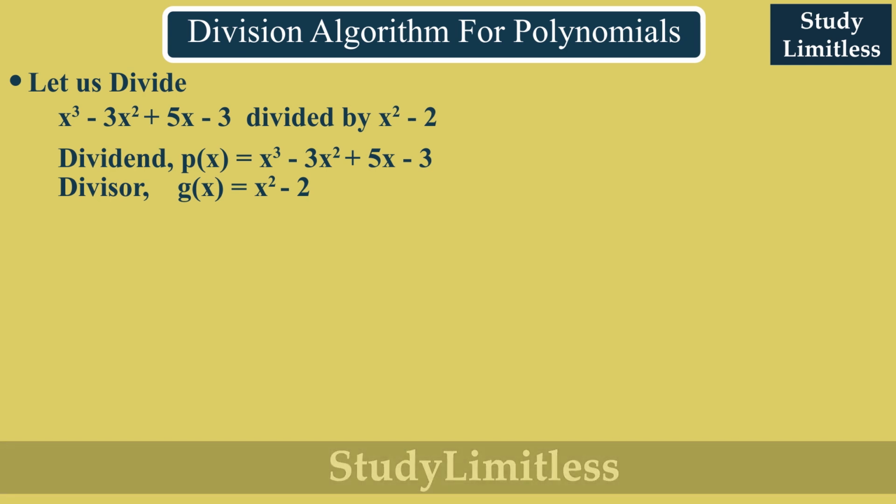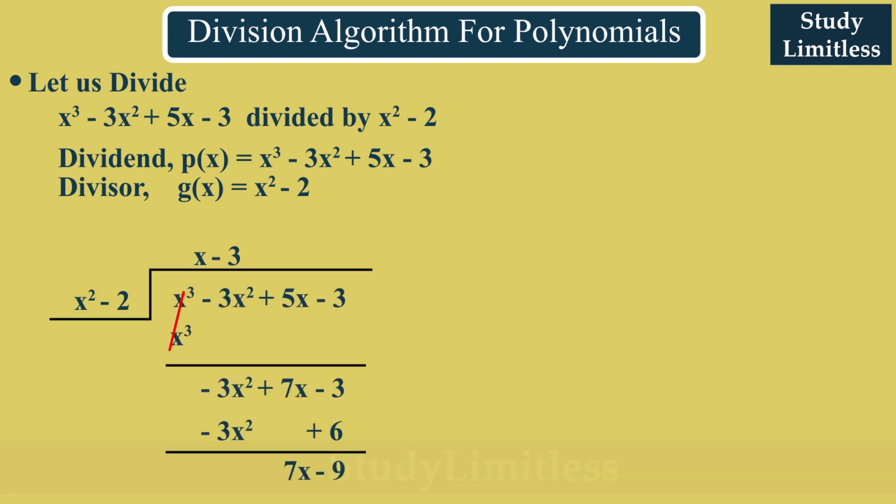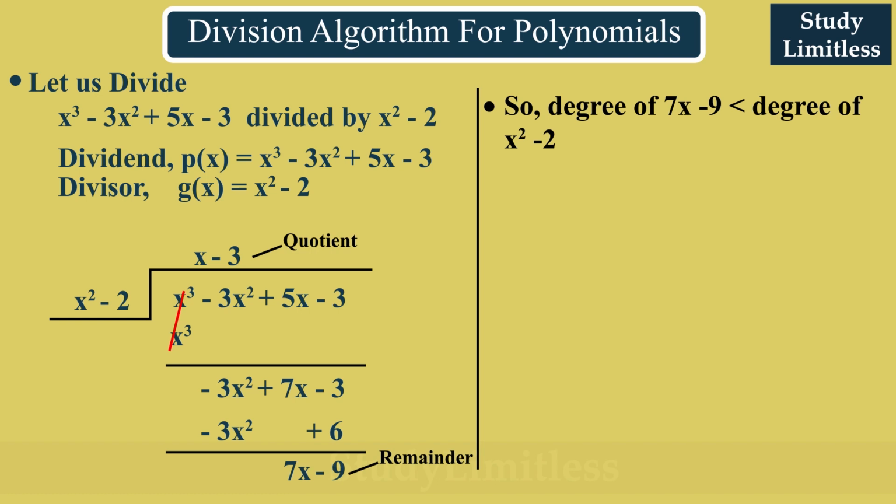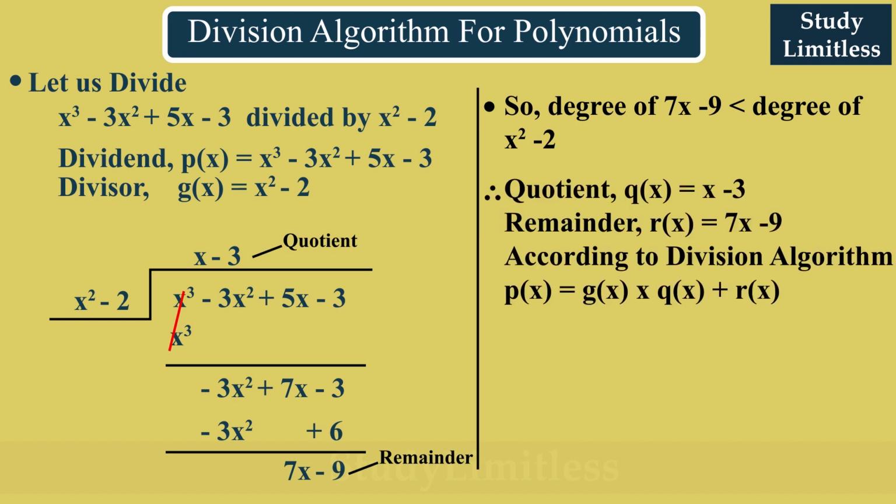We have understood the division method. Now we will quickly divide it and we get the quotient as x minus 3 and the remainder as 7x minus 9. The degree of 7x minus 9 is less than the degree of x square minus 2. So it cannot be divided further. Therefore the quotient q(x) is equal to x minus 3, and the remainder r(x) is equal to 7x minus 9.